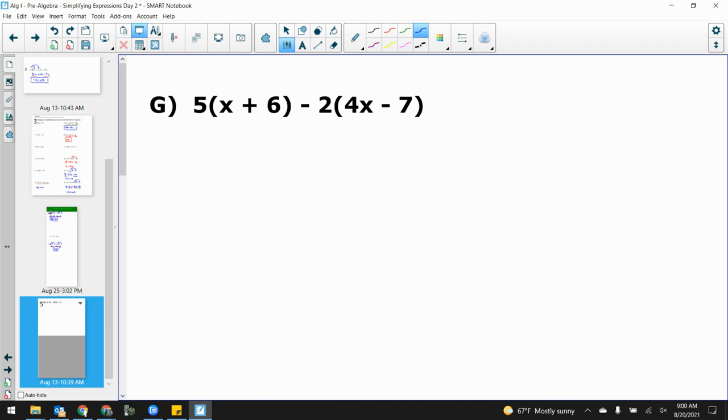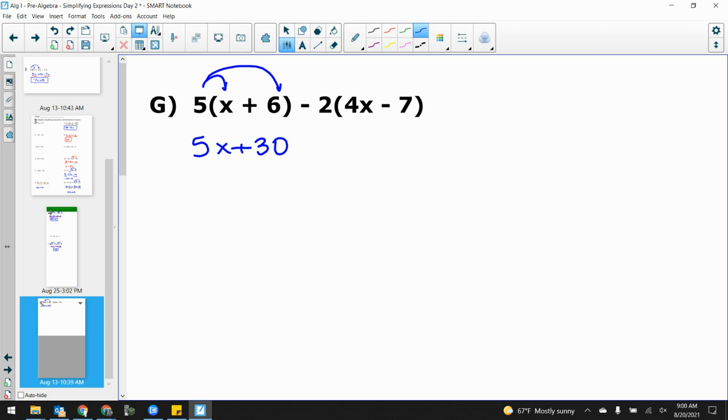So again, get all my parentheses to go away before I do any combining like terms. So getting this parenthesis to go away, what do I get when I distribute this? What do I get when I distribute that? 5x plus 30. Good. 5x plus 30.